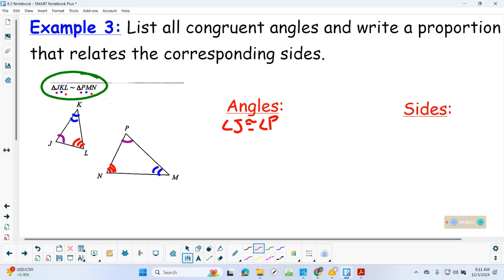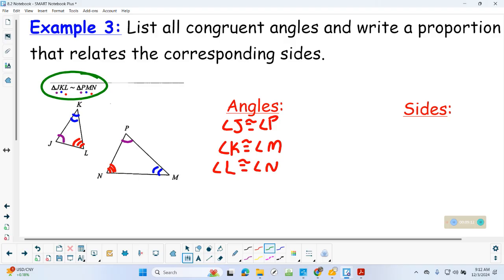I'm gonna do the doubles, K and M, the blue ones. And then, of course, I'm going to do the triples. Angle L congruent to F. Okay. Now here comes, if you ask me, the tricky part, the sides. Now remember, the sides are proportional.